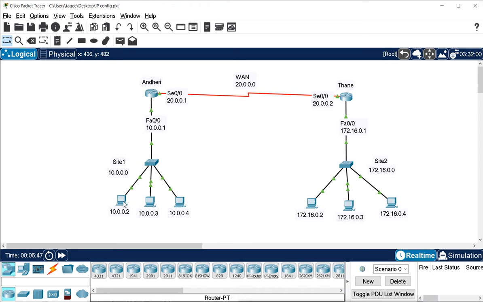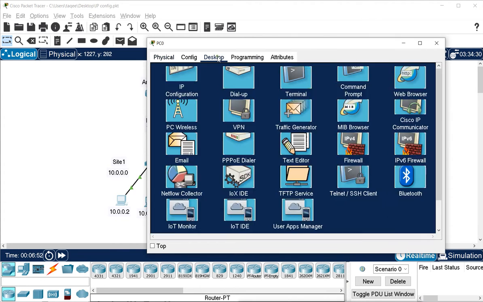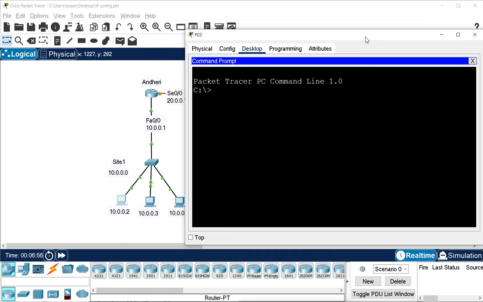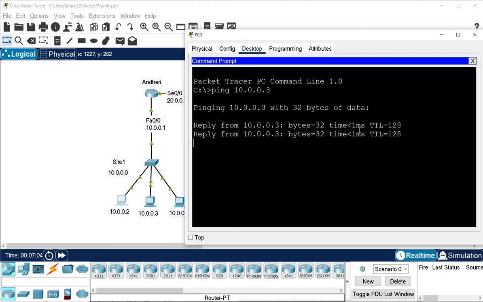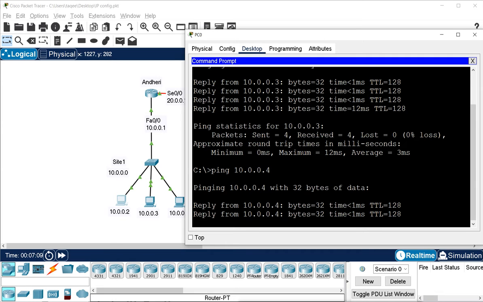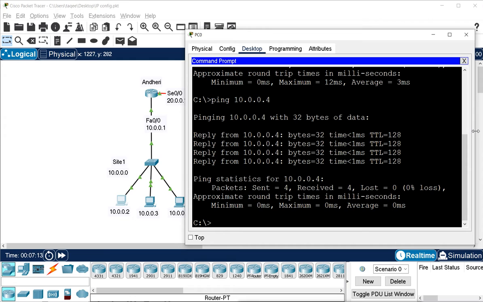If I use this machine and try to check the connectivity to the other machines, I will try to ping 10.0.0.3. It is giving me the reply, which means it is connected. If I try to ping 4, it is also connected. 3 and 4 are connected.